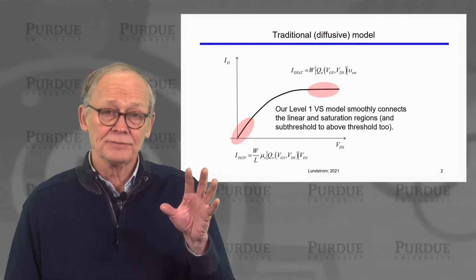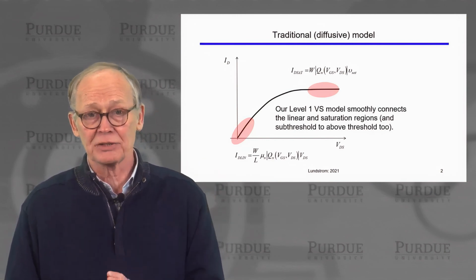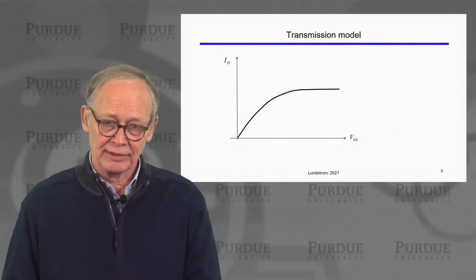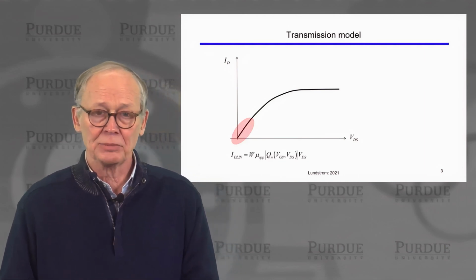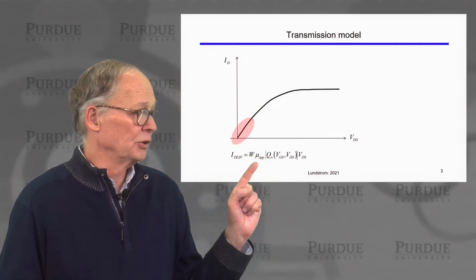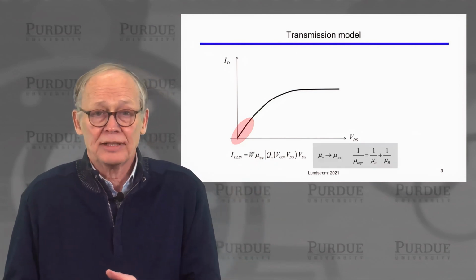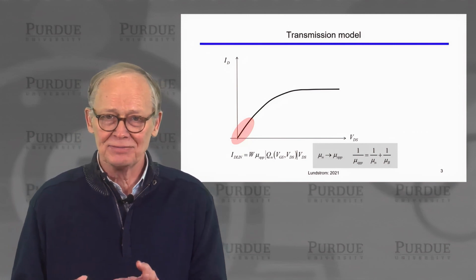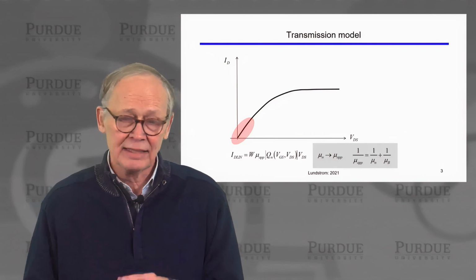Our level 1 virtual source model then smoothly connected the linear and saturation regimes. Well, we have a transmission model now that describes short channel devices all the way to the ballistic limit. All we need to do is to replace the scattering limited mobility by a quantity that we called the apparent mobility. It's not a fudge factor. It's not something that we just empirically adjust to fit data.